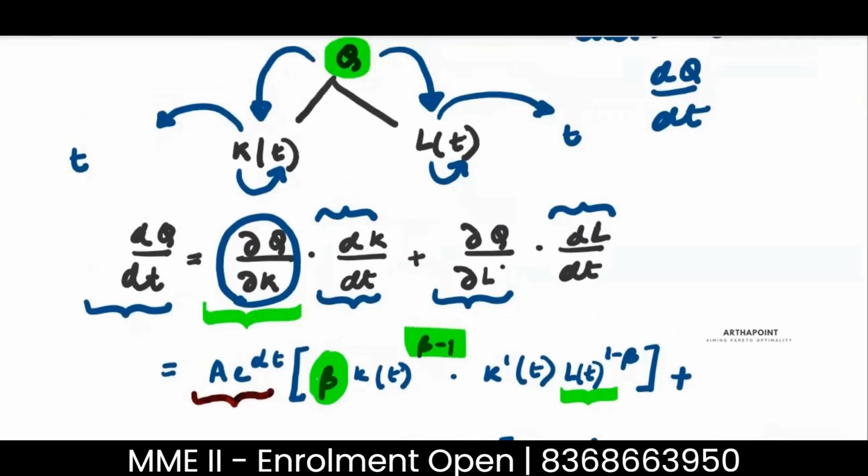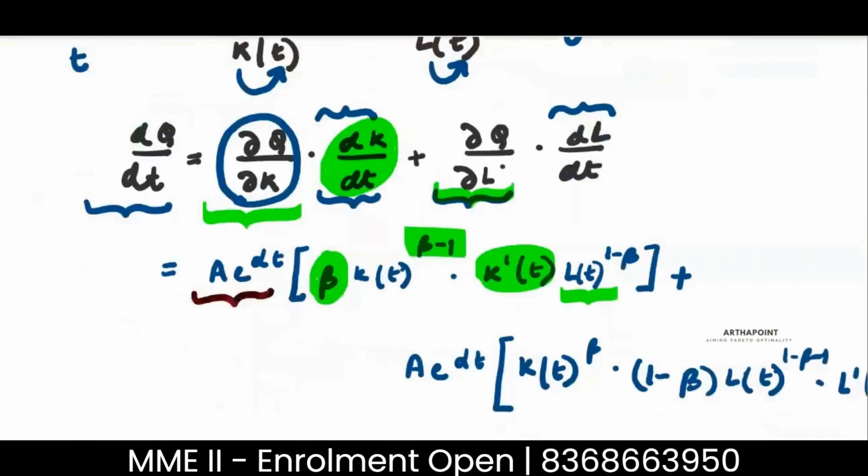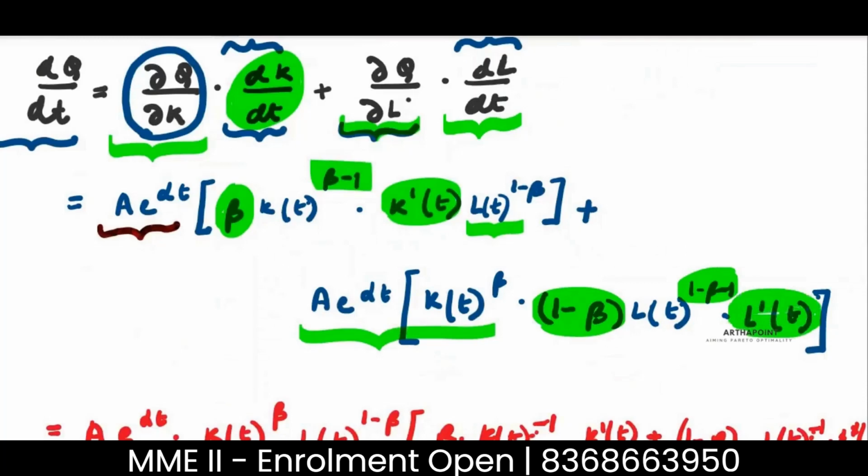Into, what did we say? How K changes with respect to time. So this is K dash T. dK by dT is written as K dash T. Similarly, you differentiate output with respect to L. So the power of L will come down and it will reduce by 1, into how labor changes with respect to time, all this is constant of course. So L dash T.